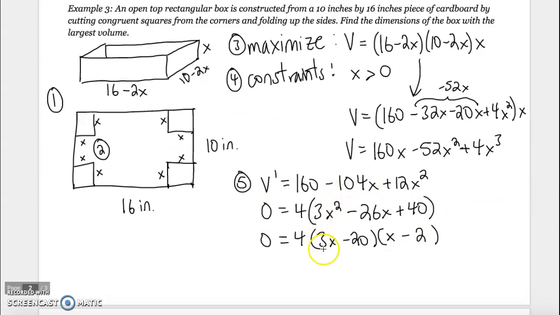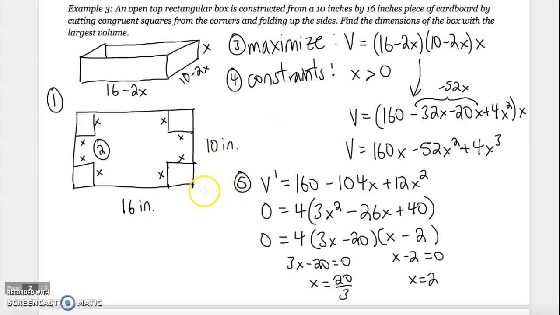And so then from there, we can go ahead and start finding our solutions. 4 will never equal 0, but you can set 3x minus 20 equal to 0, and then x minus 2 equal to 0. So I'll get x equals 20/3 and x equals 2.